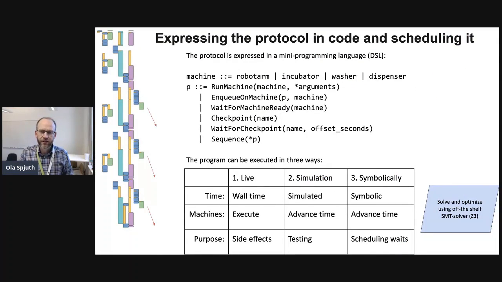Don, a data engineer in my team, made a mini programming language, a DSL, that allowed for easily expressing the protocol in code so that it could be scheduled. It's relatively readable, and then you could execute this in different ways: live, simulation and symbolic. That was the different ways so that we can test them both in a simulated environment and then run them live. And for the optimization, he used an SMT solver to find an optimal scheduling between the different plates.